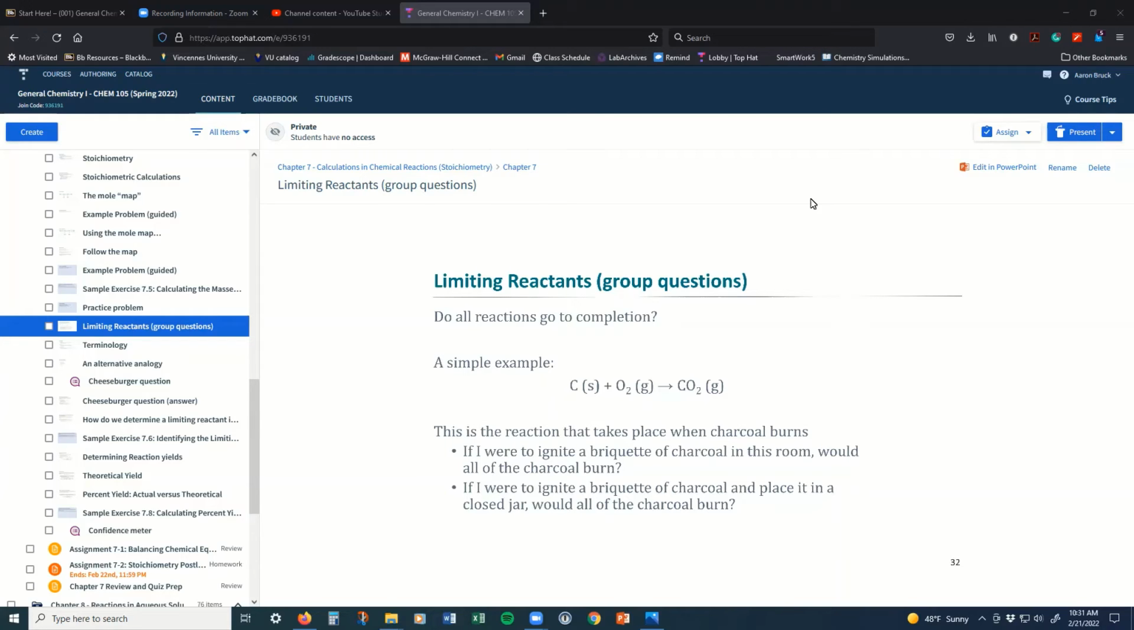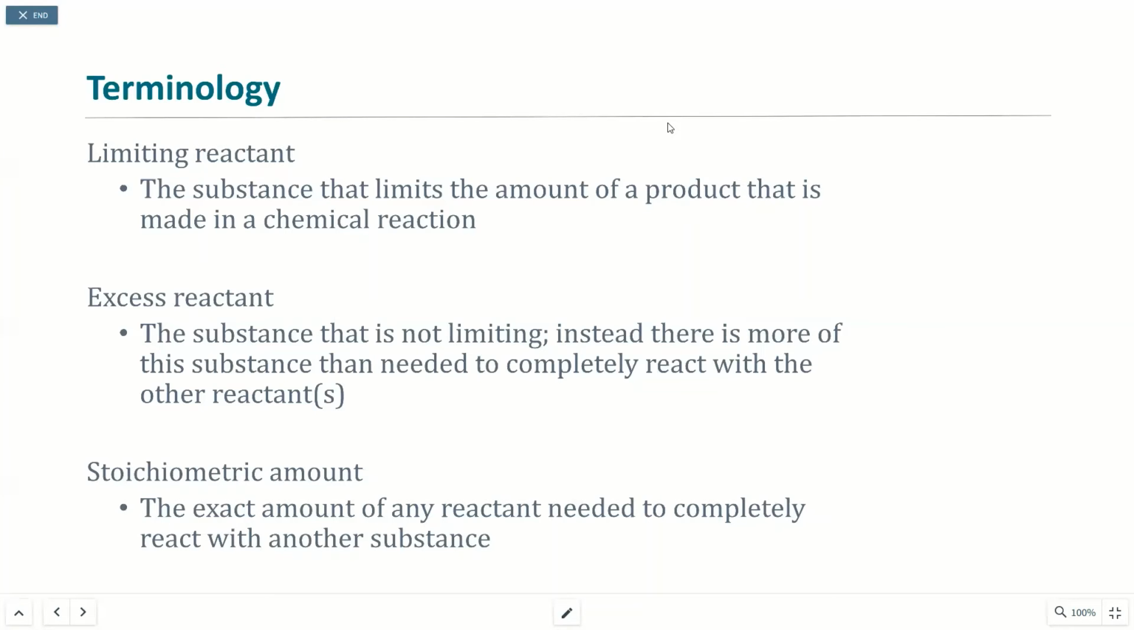So what gives there? Why is it that we can have a reaction going 1 minute and not the next? Well, what it comes down to is our understanding of limiting reactants. So we need to look at some terminology here. First of all, what is a limiting reactant? Well, a limiting reactant is the substance, the reactant, that ultimately limits the amount of product that you can make in a chemical reaction.